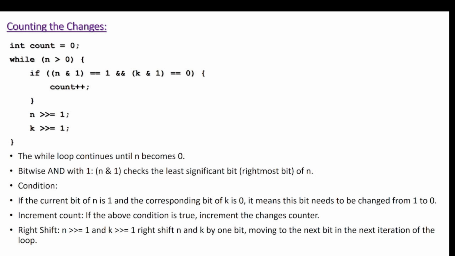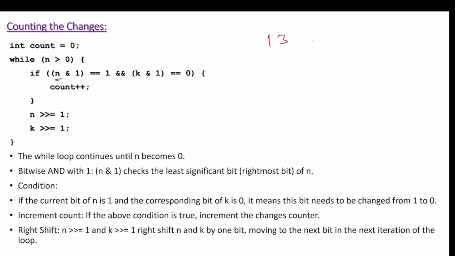Now what we have to do is check the counts, that is, how many times we will change bits into other bits, or 0 into 1. So we make a while loop and continue until n reaches 0. If it reaches 0, we stop the while loop. Inside, we check with the AND operator: we take n and check it with 1.